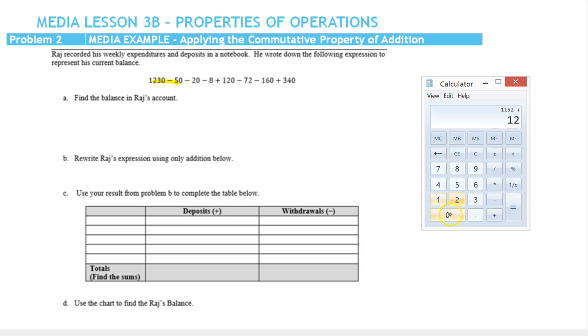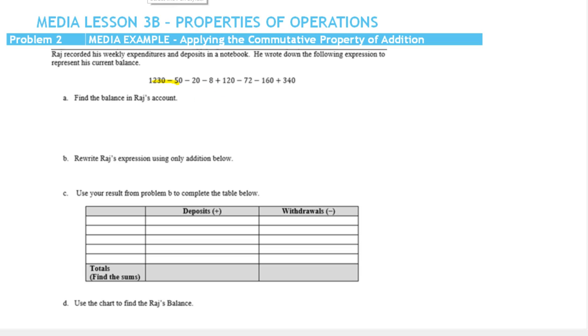plus 120, enter, minus 72, enter, minus 160, enter, and then plus 340, enter. So we get the balance is $1,380. So that was a little tedious. It wasn't that bad with the calculator, but let's see how we could use a commutative property to maybe speed this up a little bit.